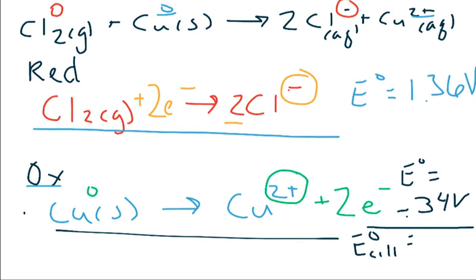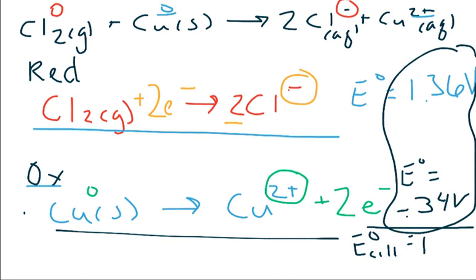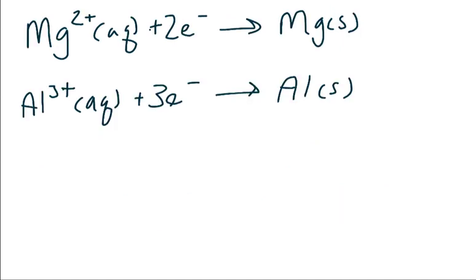And all you have to do is add what you found on your chart, making sure you use the reverse sign for the oxidation. So in this case, the cell potential is 1.02 volts. Let's look at another example. So here I've written 2 half reactions. And let's ask a question.